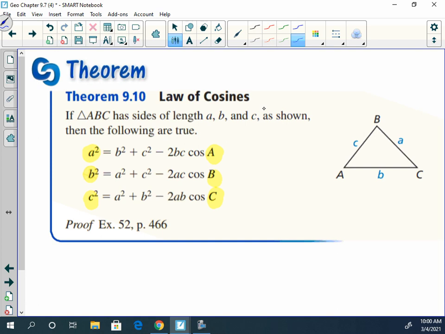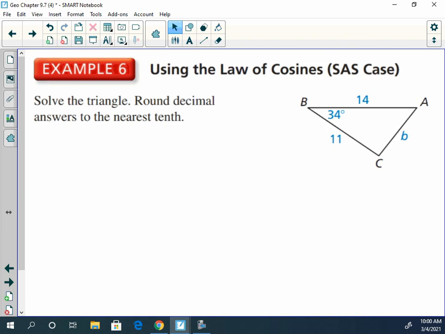We're switching those places. So if I want to find side length A, I can use A squared is equal to B squared plus C squared minus 2BC cosine of A. And we're plugging in the values for these here. Well, let's go on and just look at this, because once we start using this formula, it's going to make a little more sense. It's not going to be as scary.